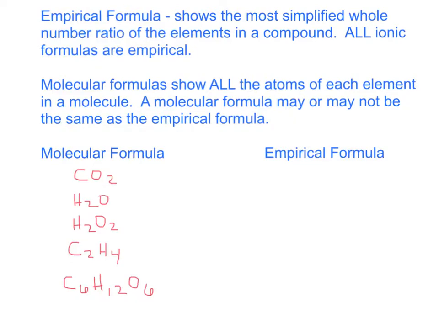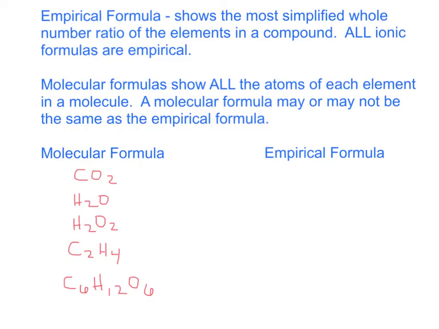All right, so what is the empirical formula? This is the first thing you should probably write down. It shows the most simplified whole number ratio of the elements in a compound. For example, all ionic formulas are empirical, and we showed you how to reduce them. If it's a reducible ratio, you're making an empirical formula when it's reduced as far as it will go.